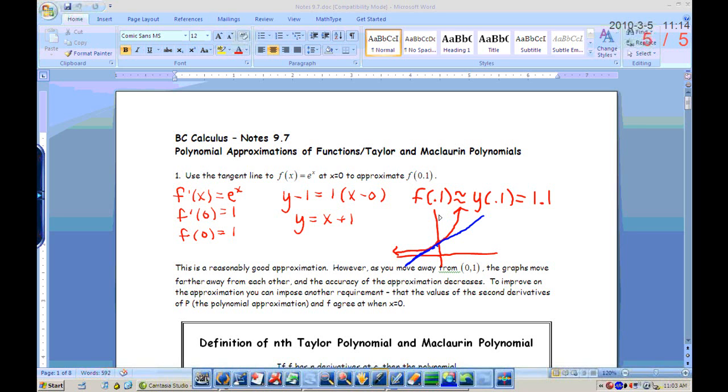To improve on the approximation, you can impose another requirement, and that is that the values of the second derivatives of p, which we're going to call the polynomial approximation, agree. So in this case, the tangent line is my polynomial approximation, and f is the original function. So we want the second derivative to agree when x equals 0. Now, we can even make subsequent derivatives agree at those points. The way we're going to do that is through a Taylor or a Maclaurin polynomial.